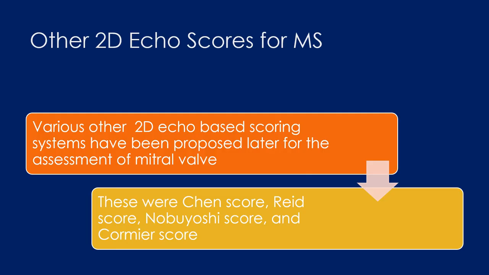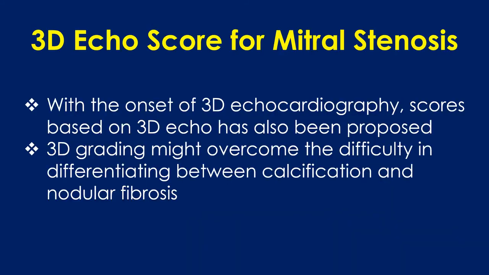Various other 2D echo-based scoring systems have been proposed later for the assessment of the mitral valve. These were Chen score, Reid score, Nobuyoshi score, and Cormier score. With the onset of 3D echocardiography, scores based on 3D echo have also been proposed. 3D grading might overcome the difficulty in differentiating between calcification and nodular fibrosis.